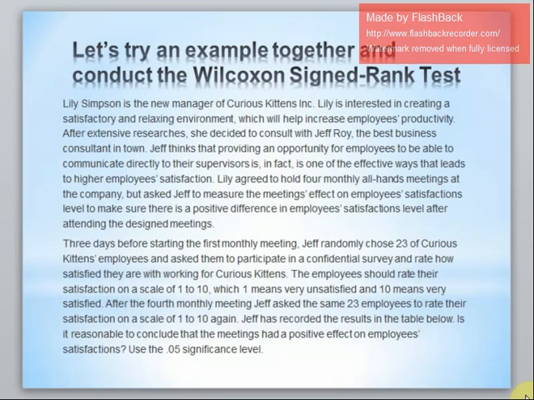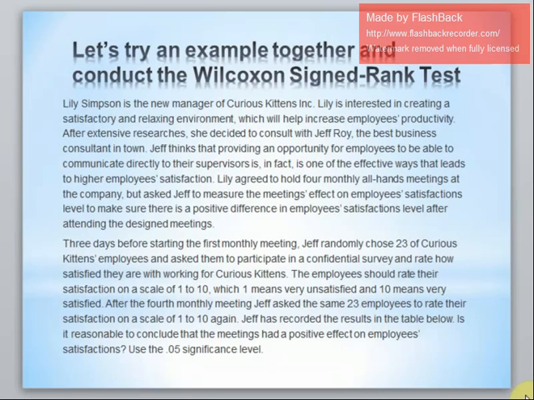Lily agreed to hold 4 monthly all-hands meetings at the company, but asked Jeff to measure the meeting's effect on employee satisfaction level to make sure that there is a positive difference in employee satisfaction level after attending the designed meetings. 3 days before starting the first meeting, Jeff randomly chose 23 of Curious Kitten's employees and asked them to participate in a confidential survey and rate how satisfied they are with working for Curious Kittens.